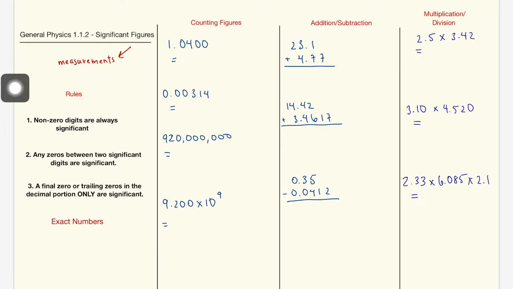The opposite of this are exact numbers. While significant figures come from measurements, exact numbers come from items that can be counted, such as people in a room, books on a shelf, and are exactly precise.